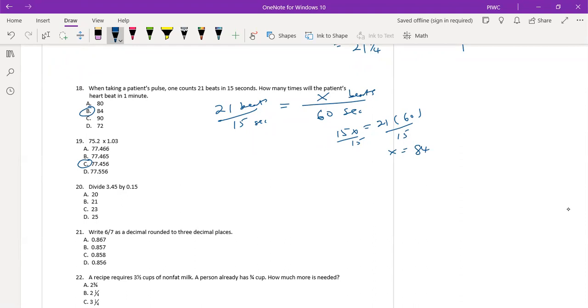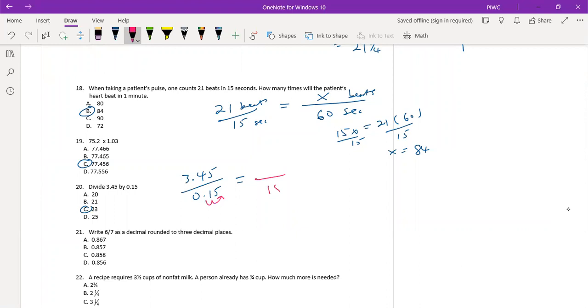Number 21. 6/7. You want to change it to a decimal, round it to 3 decimal places. So in other words, you're going to divide. Okay, number 20, if you divide that one, you should get 23. 0.15. So to divide this, always make sure the denominator is a whole number. Always. So we move the decimal point 2 places to the right. In other words, you're multiplying by 100.